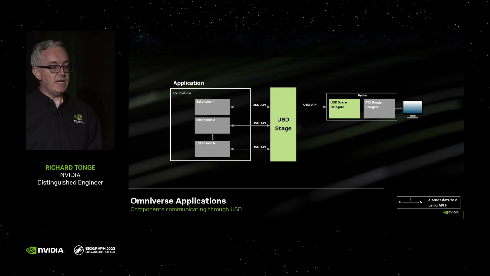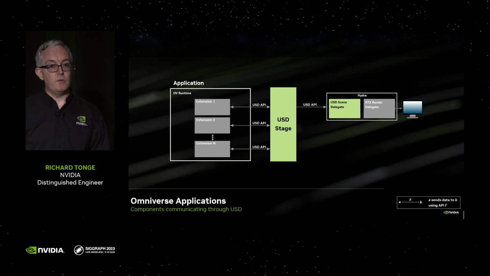Here is an application. The application on the left is writing some data to USD, and then the renderer is reading it at some later time. If the application writes something new that the renderer doesn't understand, it doesn't matter, the renderer can just skip over it. So it's a really loose coupling.